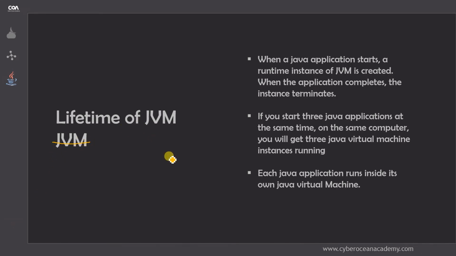When a Java application starts, a runtime instance of JVM is created. When the application completes, the instance terminates. So if you start three Java applications at the same time on the same computer, you will get three Java virtual machine instances running. Each Java application runs inside its own Java virtual machine.